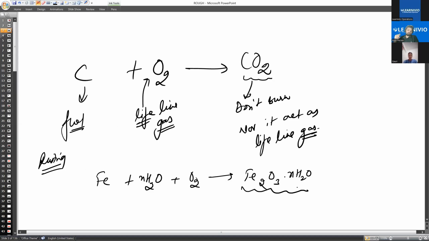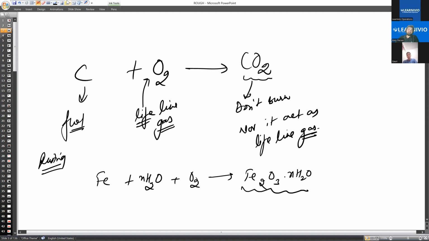But iron will not have the same tensile strength. It will not show that property, because this is a different substance. So we will simply say that rusting, or corrosion, is also a chemical change. Are you getting my point?